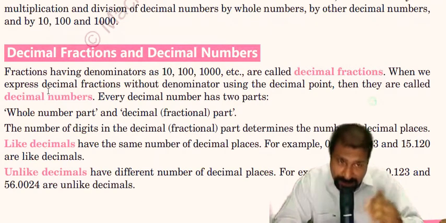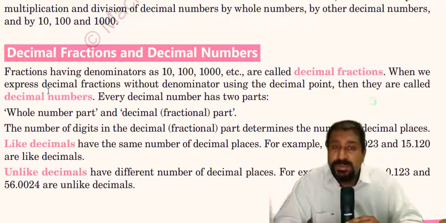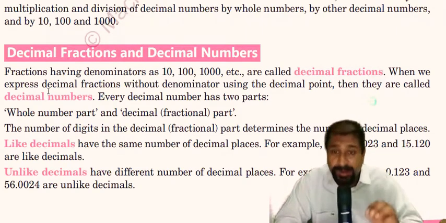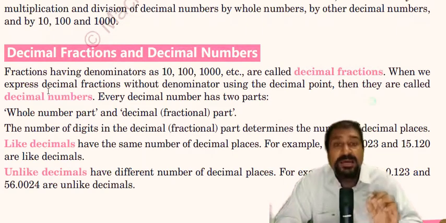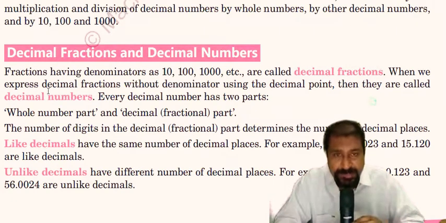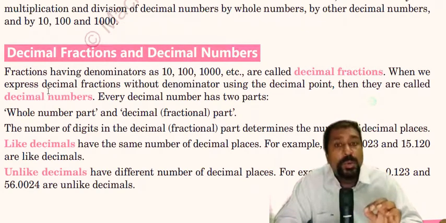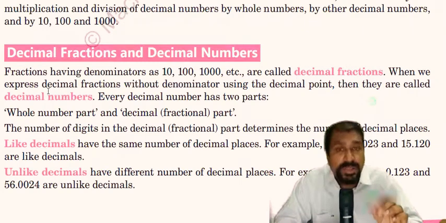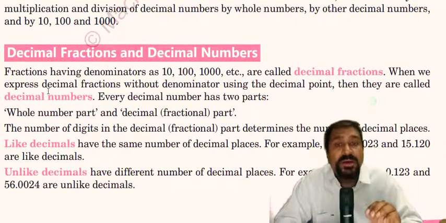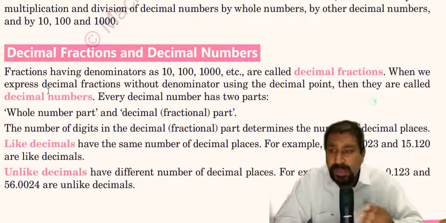Now to convert into the decimal, we place a decimal point, depending upon the number of zeros. Like if I say 5 upon 10, it can be written as 0.5. If I say 11 upon 100, it can be written as 0.11. And if I say 153 upon 1000, it can be written as 0.153, and so on. And on converting, it becomes my decimal number.